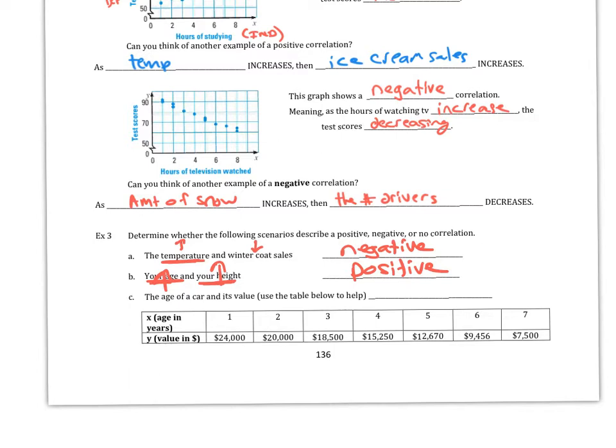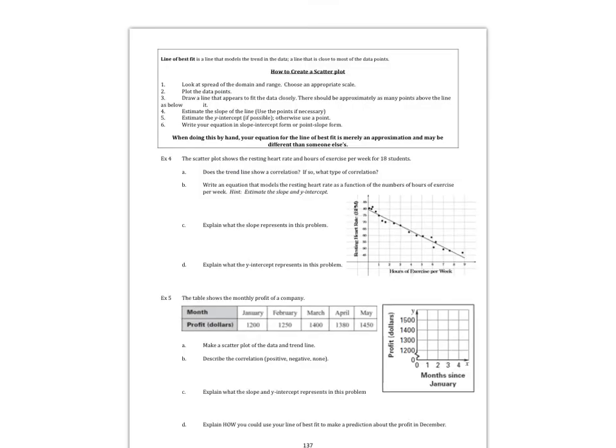All right, and the age of the car and its value. Well, use the table below. As the car increases in age, the y value, the value of the car, is decreasing, so that's negative. All right, let's flip to the next page. At the top, you'll see a nice little summary about how to create a scatter plot.